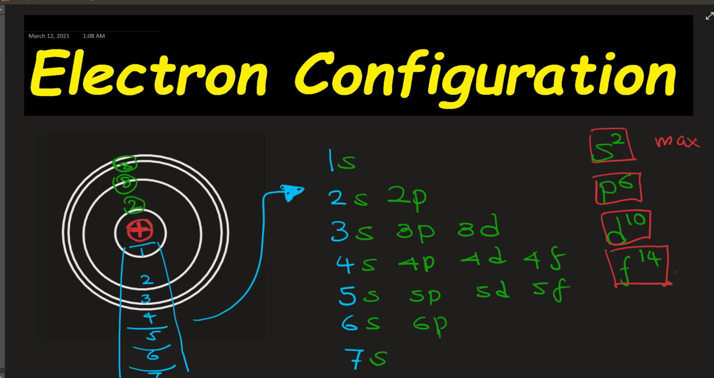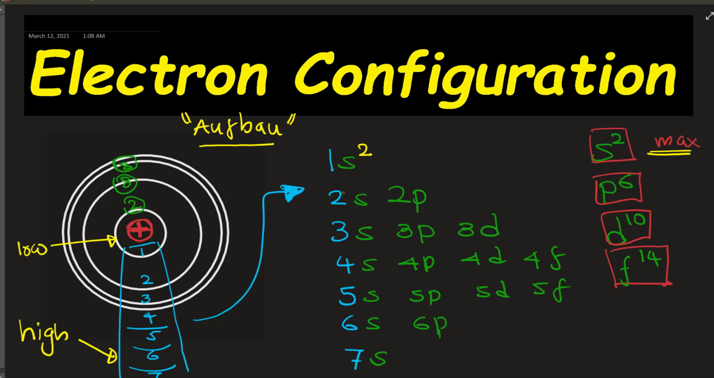What I have on the screen now is good to have on a piece of paper on your desk. The other thing is that we start filling from the lowest energy level first, and keep filling to the higher levels of 4, 5, 6, 7, and so on. That is called the Aufbau, which is building up from scratch. It's a German term, and it means you're building from the bottom, the lower level, to the higher level, and you fill only up to the maximum. You can't fill beyond that. So s fills to 2.